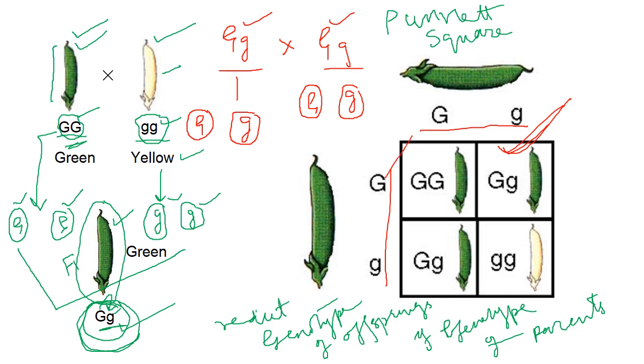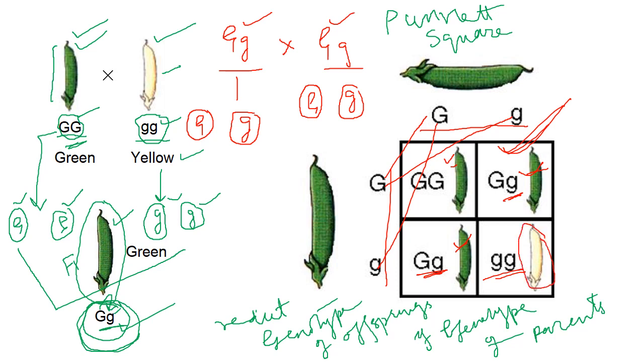Now when we cross them, this will be capital G and capital G. This will be capital G and small g here, and capital G and small g here, and we'll have small g and small g here. In this case we have three plants which have green color pods, this 1, 2 and 3. So three plants in the F2 generation have green color pods and one plant has yellow color pods.